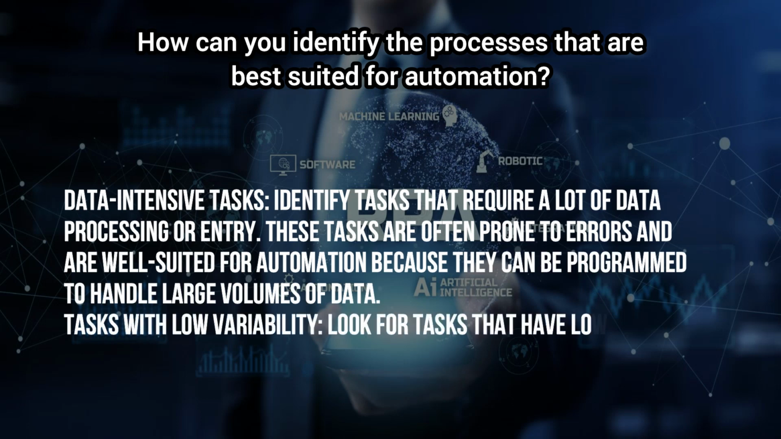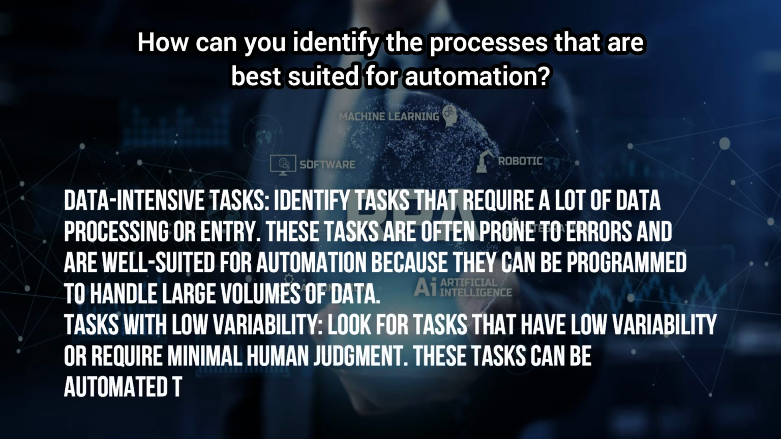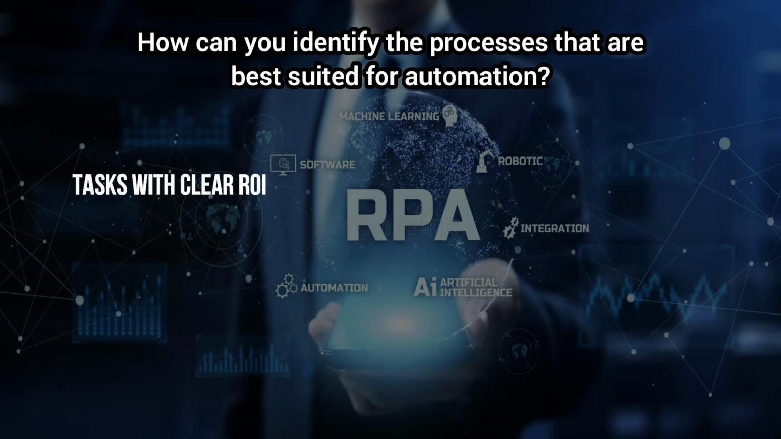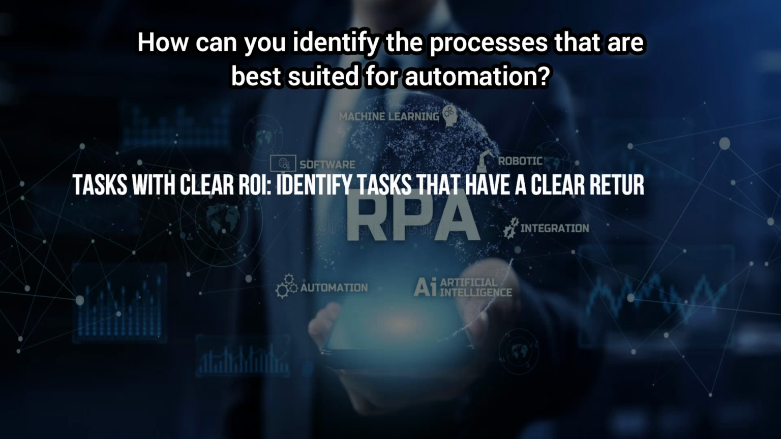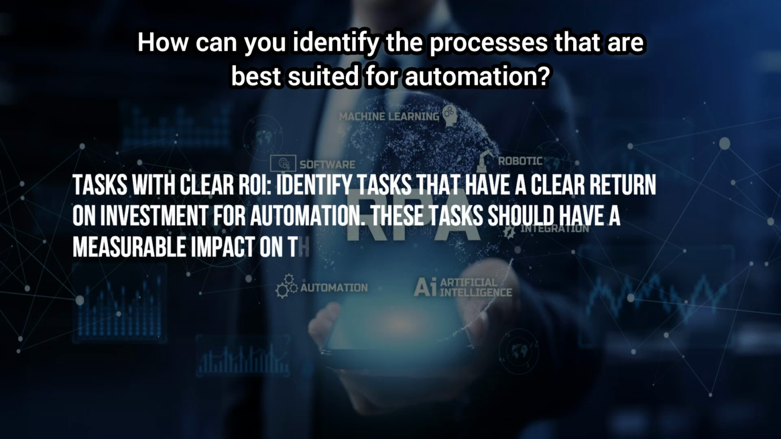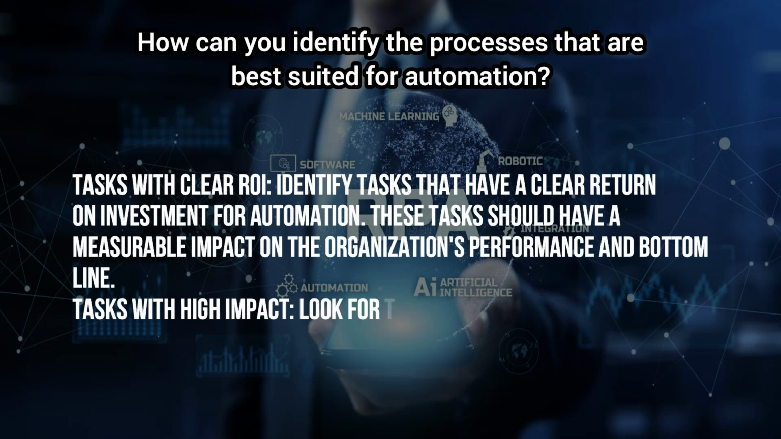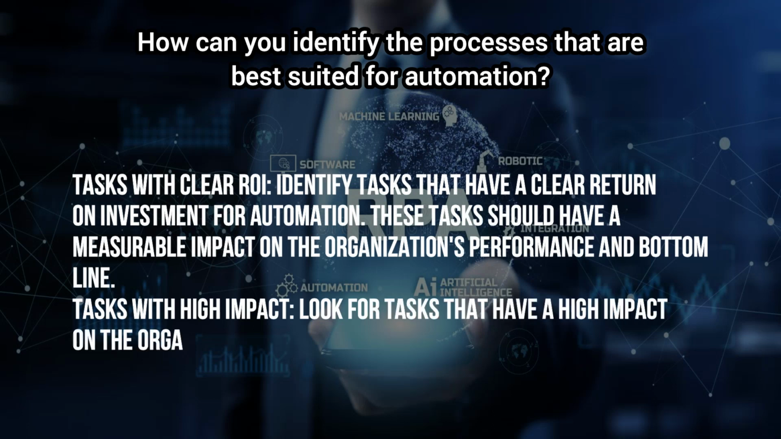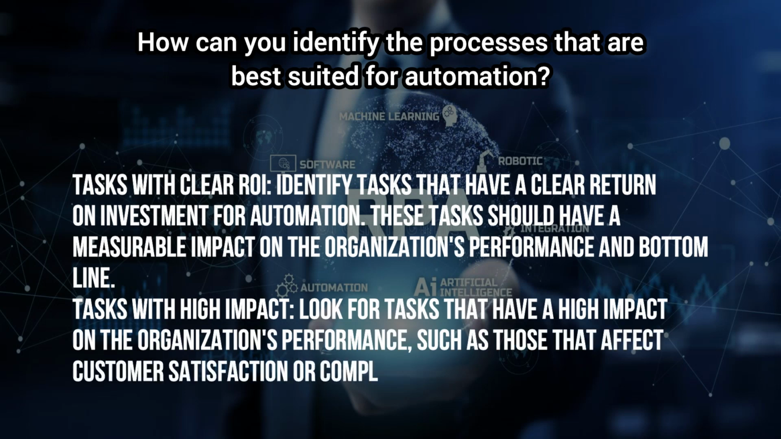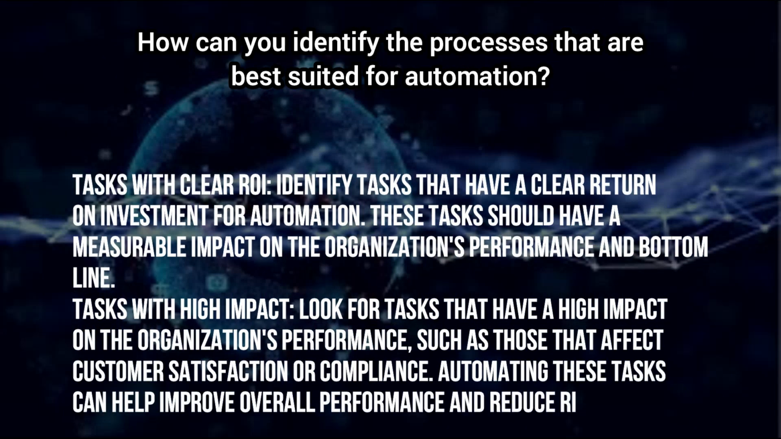Look for tasks that have low variability or require minimal human judgment. These tasks can be automated to follow a consistent and repeatable process. Tasks with clear ROI. Identify tasks that have a clear return on investment for automation. These tasks should have a measurable impact on the organization's performance and bottom line. Tasks with high impact. Look for tasks that have a high impact on the organization's performance, such as those that affect customer satisfaction or compliance. Automating these tasks can help improve overall performance and reduce risk.